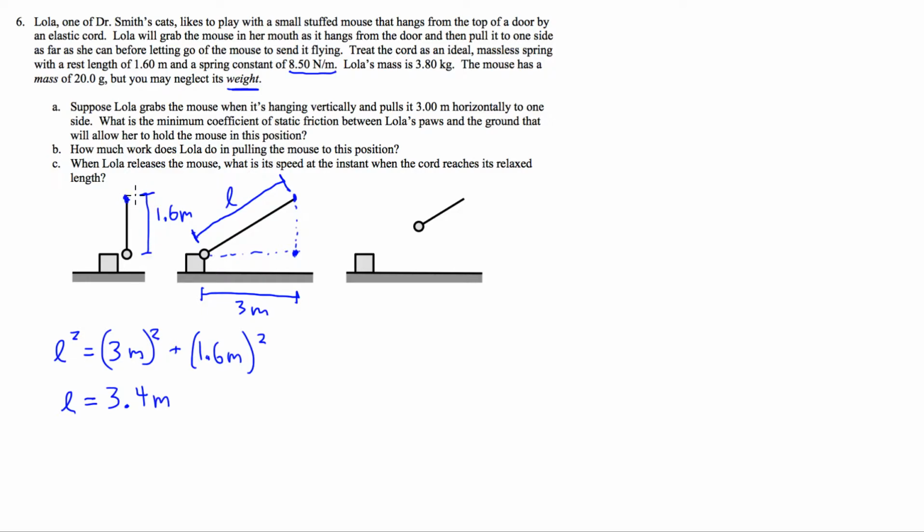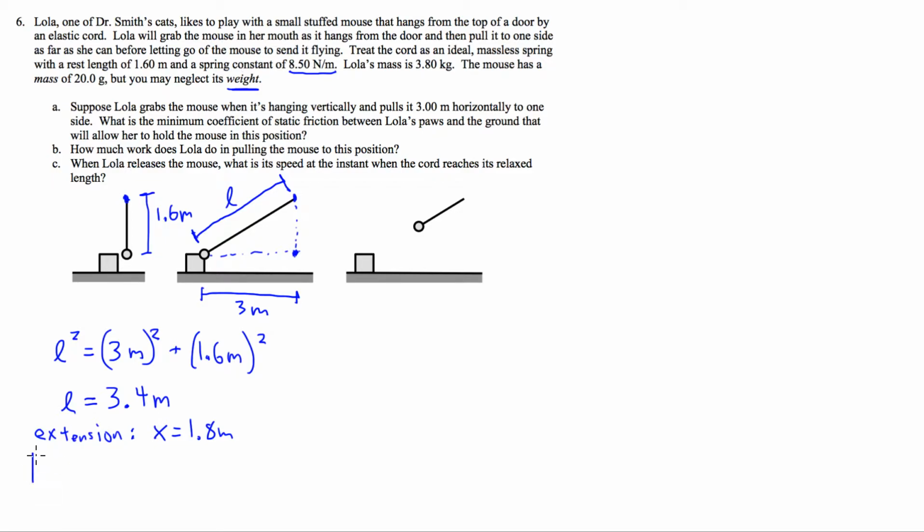So the spring starts at 1.6 meters, and the final length of it is 3.4 meters. That means its extension is the difference between its final length and its initial length, and so the extension is 1.8 meters. That's important because then we can find out how much force the spring, string, cord is exerting.